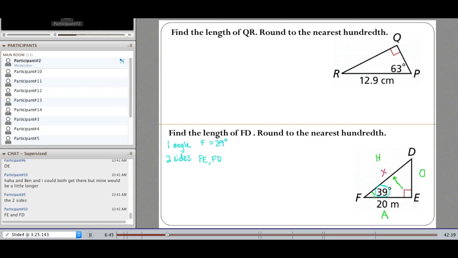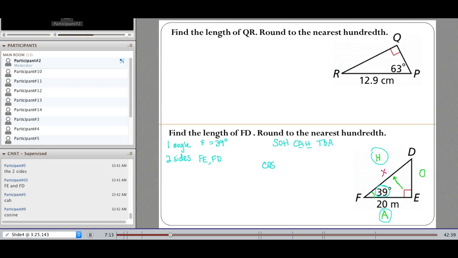So remember SOHCAHTOA, or whatever other mnemonic device you use to remember this, but somehow you need to remember that combination. Which one am I going to choose? Yeah, cosine, because it has the adjacent and the hypotenuse in it. Those are the two sides we're using. Good, good. So we're going to say cosine what?